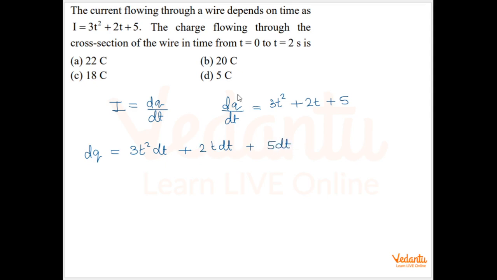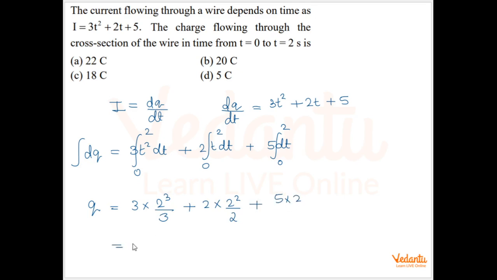Now if I want to calculate the charge crossing beta, I will just integrate this. When I integrate this, my dear bachcha log, I will substitute the limits from 0 to 2 seconds, which gives me q is equal to 3 into 2 cube by 3 plus 2 into 2 square by 2 plus 5 into 2, which gives me q is equal to 8 plus 4 plus 10. That will be equal to 22 coulombs. So option A will be the correct answer.